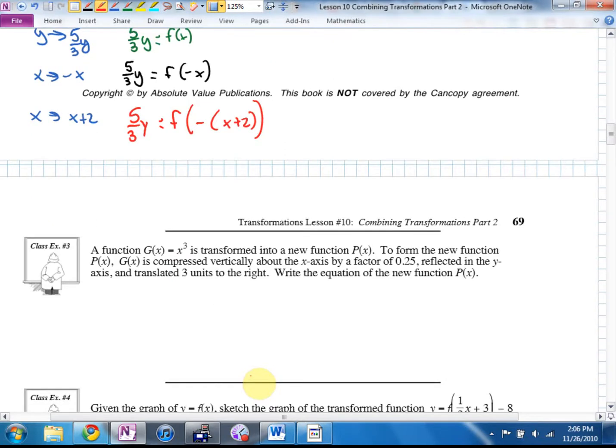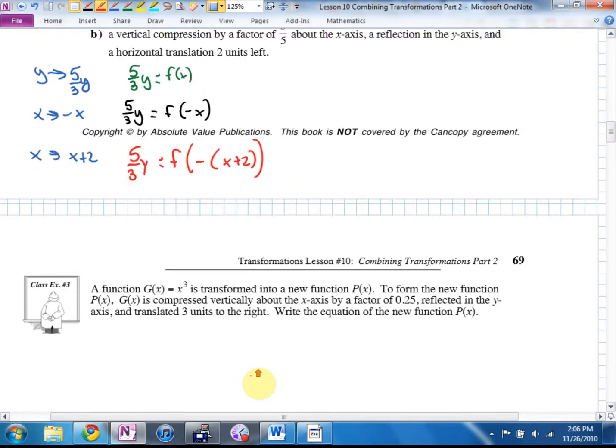I can even tell you, if this was multiple choice, what your other four answers would be. A 3/5 there, a minus there instead of a +2, and forgetting the brackets, because those are the three most common mistakes. Okay? Turn the page.